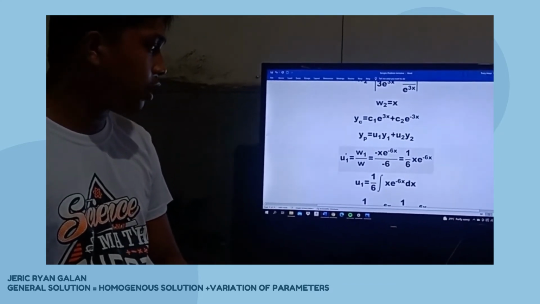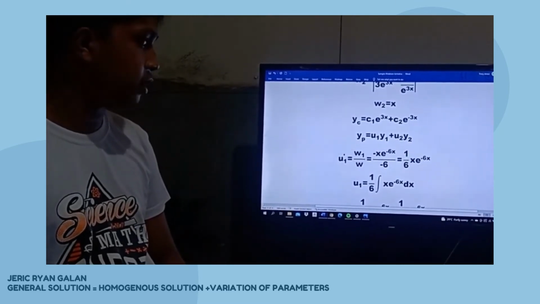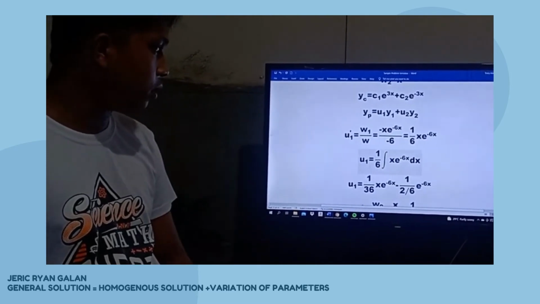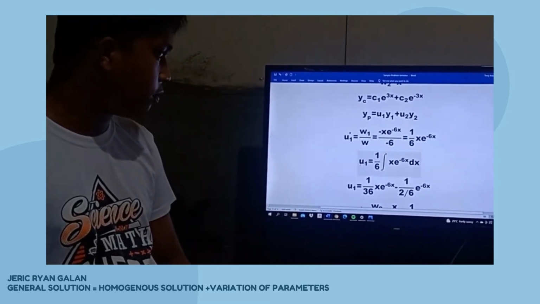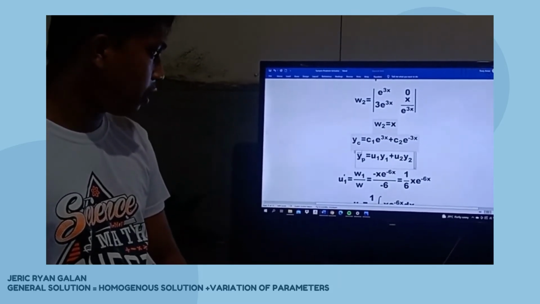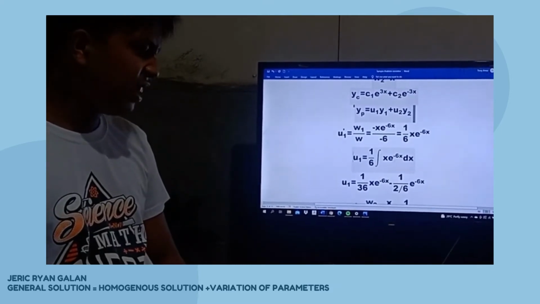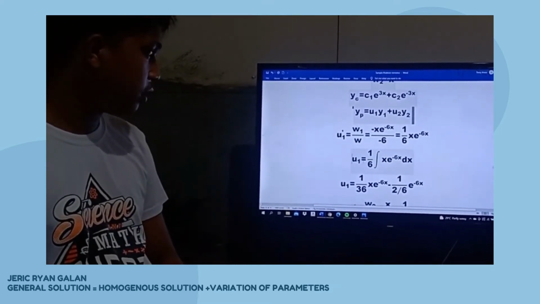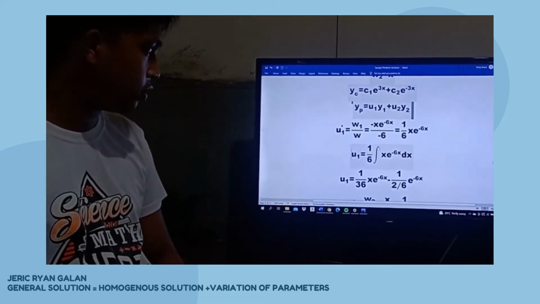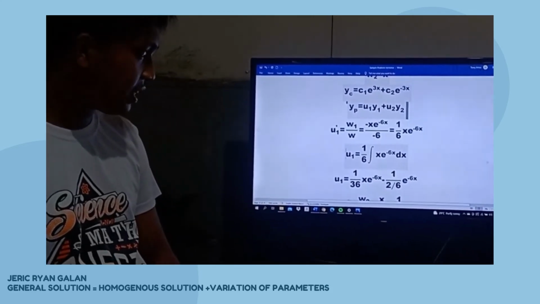para dili siya lain tanawon sa equation. Tapos x e raised to negative 6x. So, mao na yung u sub 1 prime. Tapos, kung gusto niyo makita ang u sub 1, kay naman sa formula sa particular equation, u sub 1. So, kuha lang nimo integrate. So, u sub 1 is equals to 1 over 6 kay pwede man na imo ilabas, tas kani imo integrate sa sunod. So, integration of x e raised to negative 6x dx.